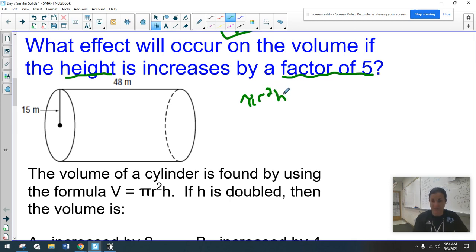This is going to be different. Last time it was times by 25. This one's going to be different. So if you do the numbers out, we already did the first one. The first pi r squared h gave me the 10,800 pi.